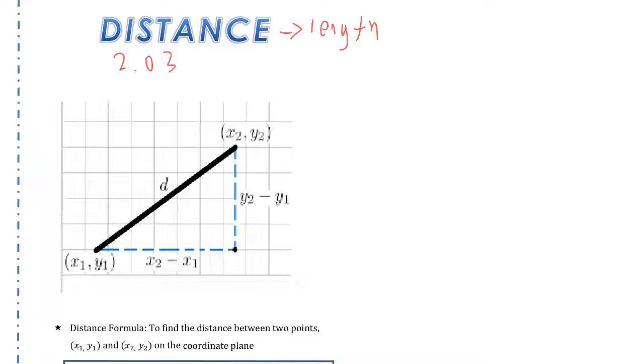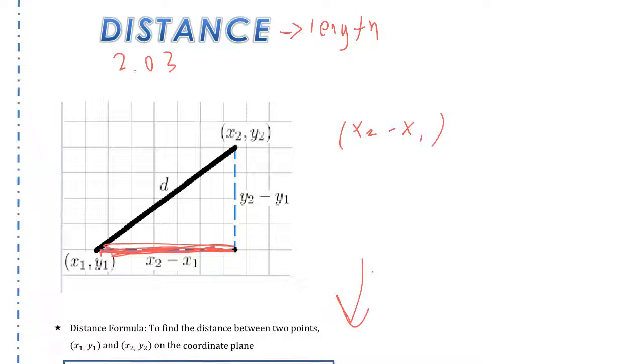The problem with this line D is I can't count because it's a diagonal. But what I could count is how far it is in the x direction. And that is just x2 minus x1. So this is the distance formula. You could write it down in this box down here. I just want to make sure I have room up here. So it's x2 minus x1 to find out how long this line is.